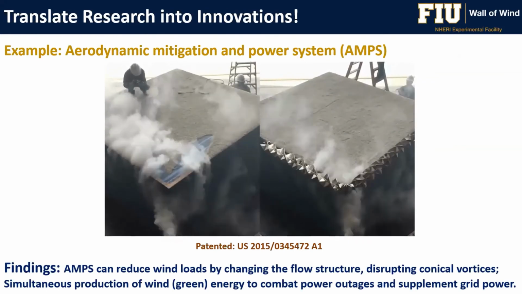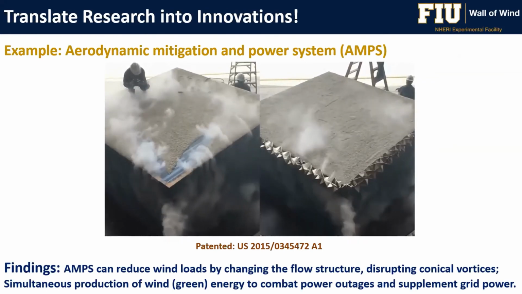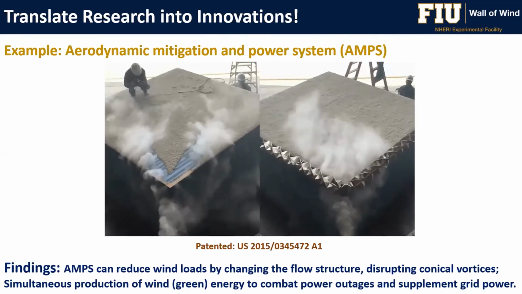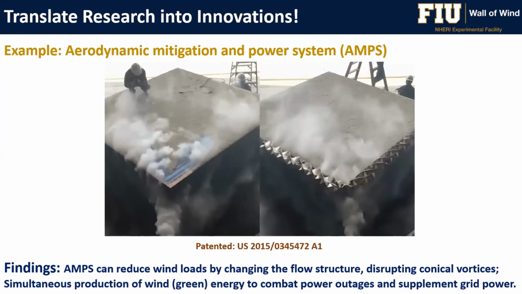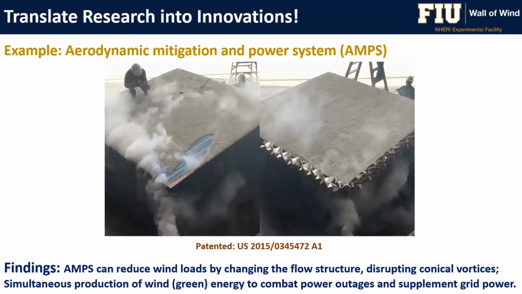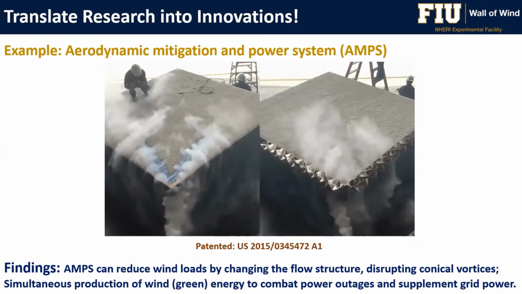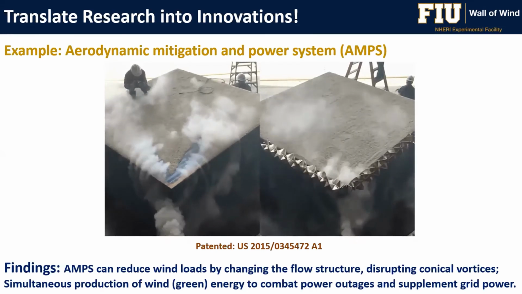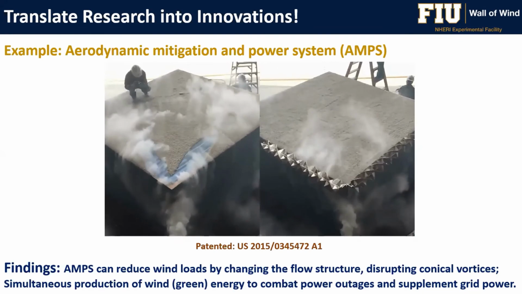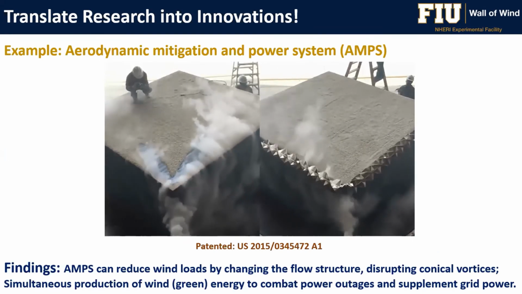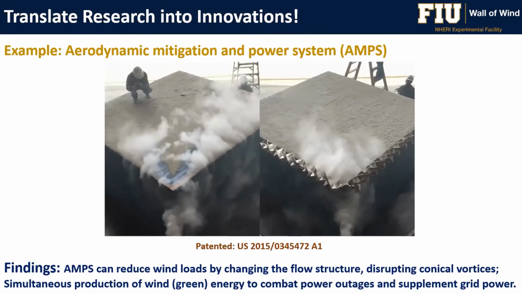Then it comes to mitigation. This is another technique. In the example on the left-hand side, you can see vortices coming off the corner of a roof, which creates suction and destruction of the roofing elements, like you can see the scouring of the gravels. And on the right-hand side, you see a mitigation technique, which is wind turbines at the edge of the building, and it's disrupting the vortices.